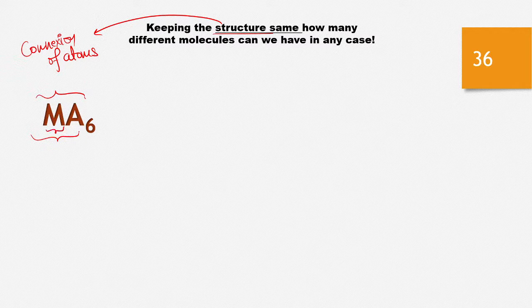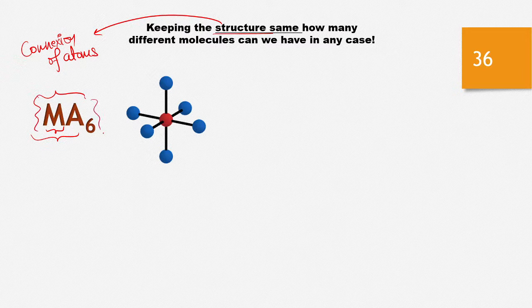So here you have M in the middle, and six similar groups attached to the central M. So this kind of a molecule you can make, and I'm pretty sure nobody can think of any different molecule from this, arising from this structure, right? There's only one. How about MA5B?